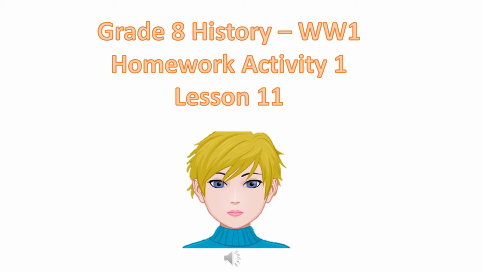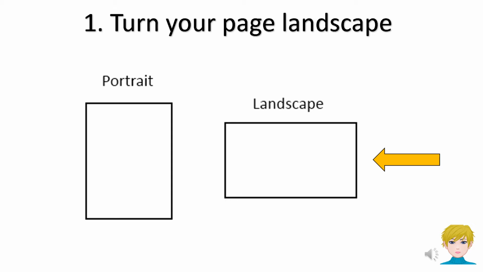This is your homework activity 1 after completing Grade 8 History World War I, Lesson 11, which looked at the end of World War I and the treaties. For this activity, you're going to need an A4 white piece of paper. Turn that piece of paper landscape. You are also going to need colored pens or pencil crayons or Koki's.